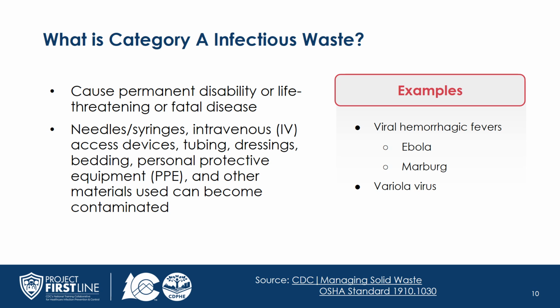Listed on the slide are examples of Category A substances, which include viral hemorrhagic fevers such as Ebola and Marburg. Variola virus, which is the virus that causes smallpox, is also a Category A substance. A list of Category A substances can be found by following the CDC link found on this slide.